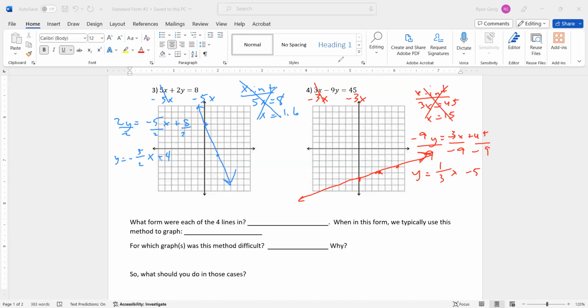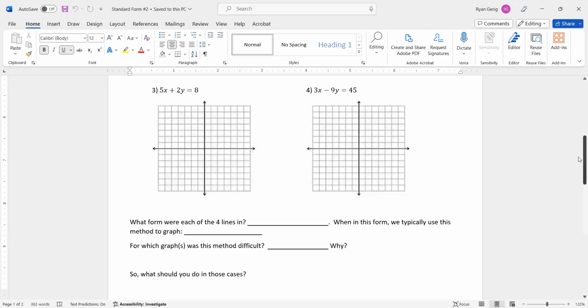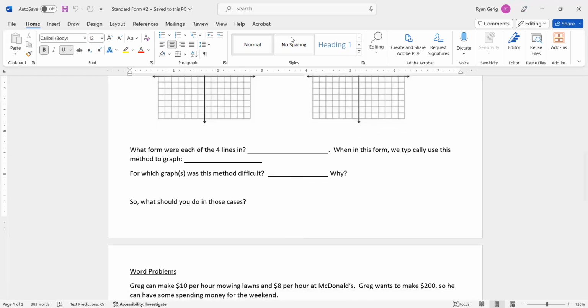All right, so let's summarize what we just did. Most of you probably could by now, but I'm going to make sure we summarize this. What form were each of the 4 lines in? They were all in standard, right? When in this form, we typically use this method to graph, and that would be using intercepts. For which graphs was this method difficult? Well, the last 2, 3 and 4.